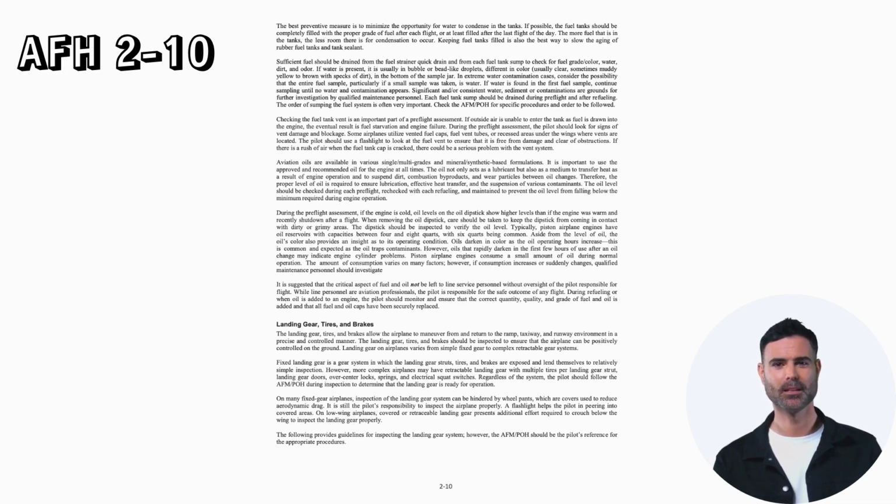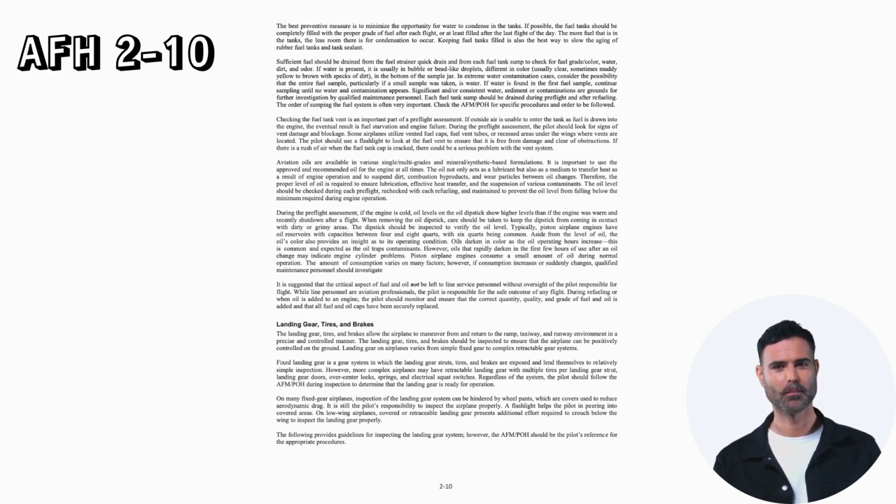Fixed landing gear is a gear system in which the landing gear struts, tires, and brakes are exposed and lend themselves to relatively simple inspection. However, more complex airplanes may have retractable landing gear with multiple tires per landing gear strut, landing gear doors, over-center locks, springs, and electrical squat switches. Regardless of the system, the pilot should follow the AFM/POH during inspection to determine that the landing gear is ready for operation.